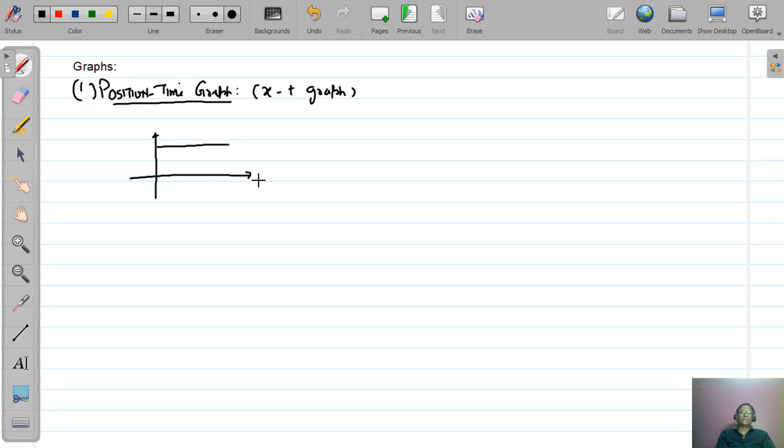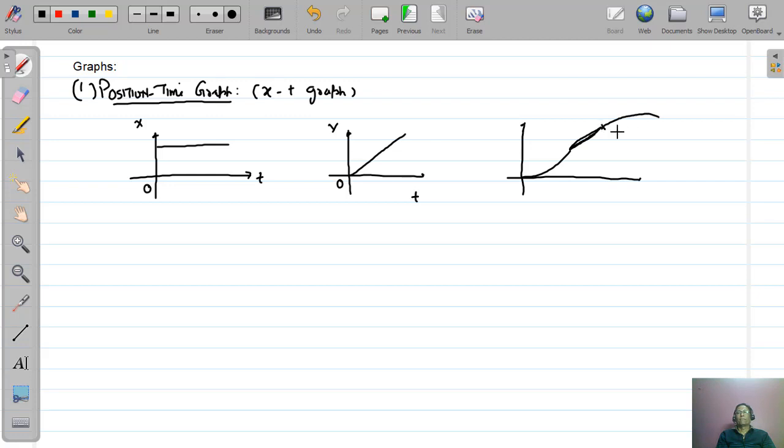Say this is one of the graphs, time and position. This is our reference point O. Another graph may be this type. This is time, this is position, this is our origin, and one more graph is this. This is curved upward, this is a straight line, and this is curved downward. This is position, this is time, this is the reference point origin.